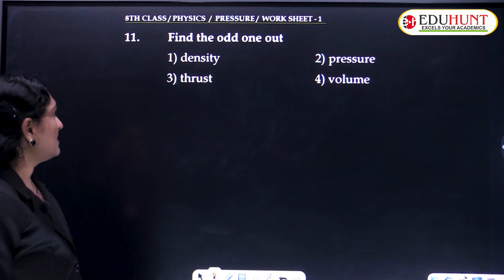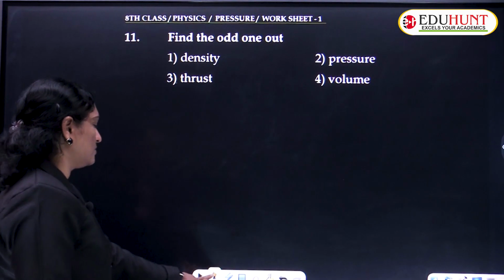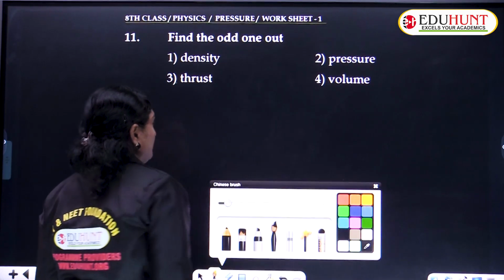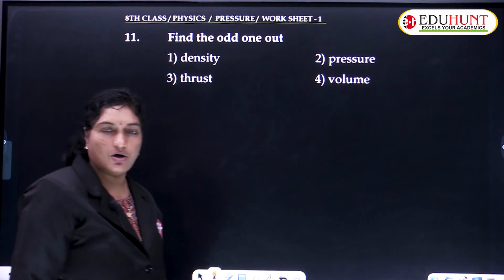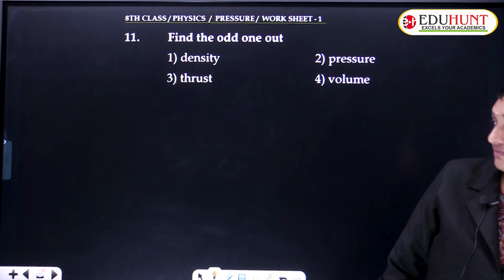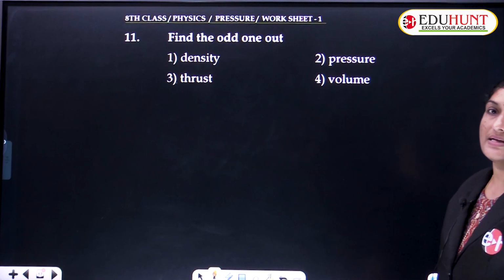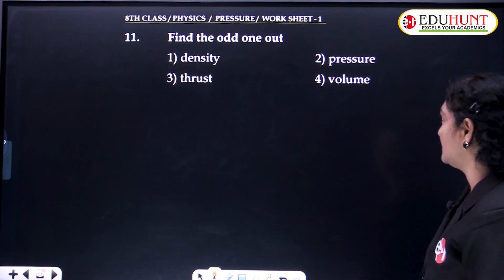Okay. So now 11th question. Find the odd one out. So you have to identify the odd one. First one, it is given as density. Density means mass by volume and it is a scalar quantity. Okay. Now moving to pressure. Pressure equals force upon area. Pressure is also a scalar quantity.